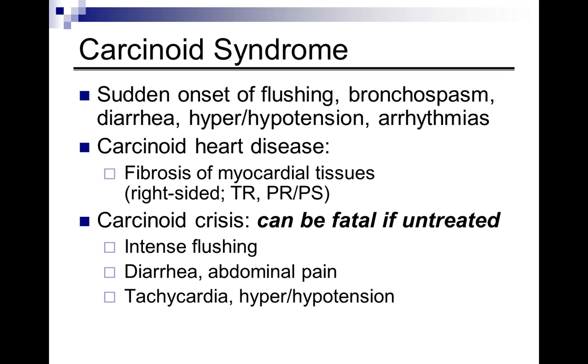In the perioperative period, we especially want to be concerned about carcinoid crisis, which can be fatal if untreated. We may see intense flushing. In the awake patient, we could see diarrhea or abdominal pain. And of course, these substances lead to tachycardia and hyper or hypotension.